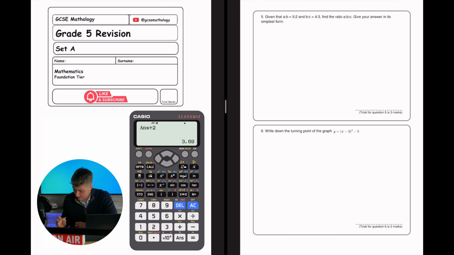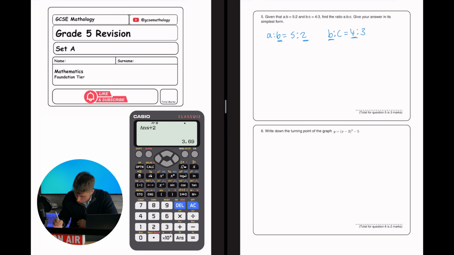Question 5 says, given that A to B is 5 to 2 and B to C is 4 to 3, find the ratio of A to B to C and give your answer in its simplest form. So we've got a common number here. So A to B is 5 to 2 and B to C is equal to 4 to 3. So the common letter here is B. So B is 2 in this one and B is 4 in the second ratio. So in order to get A to B to C, we need these numbers to be the same.